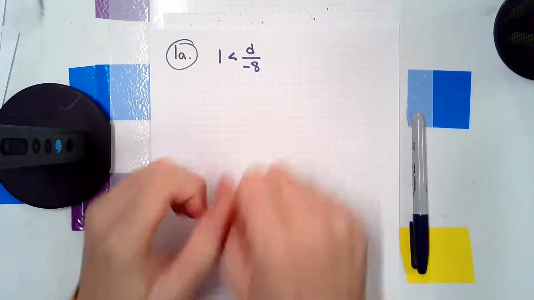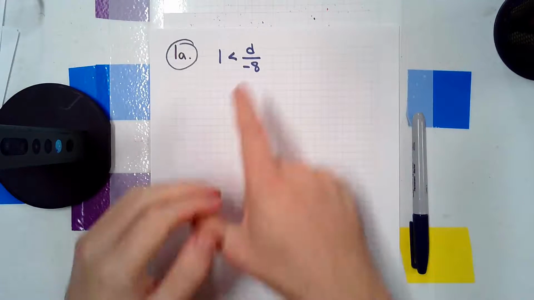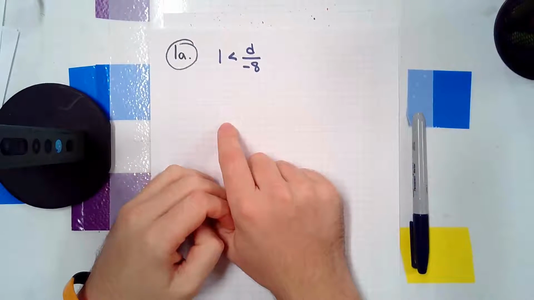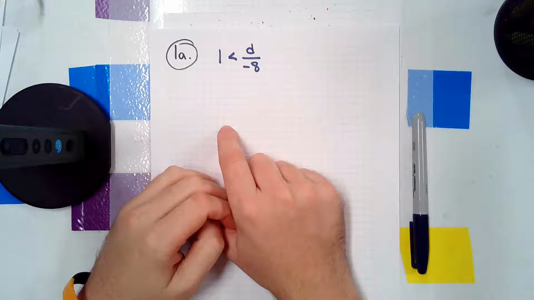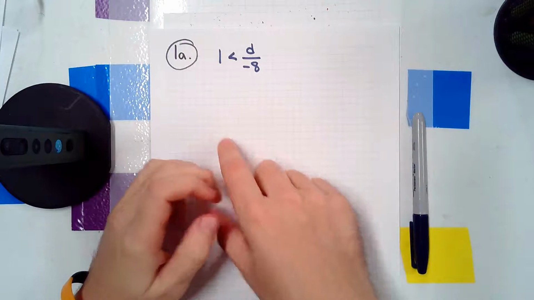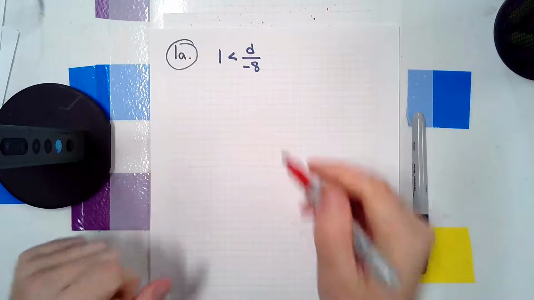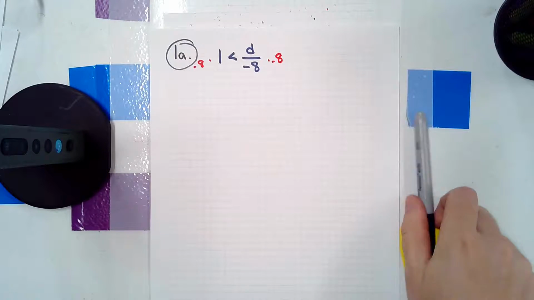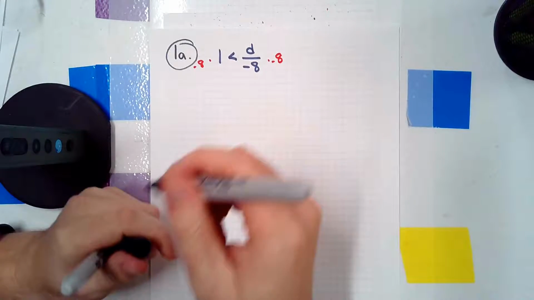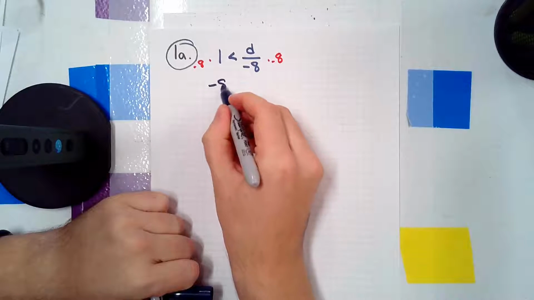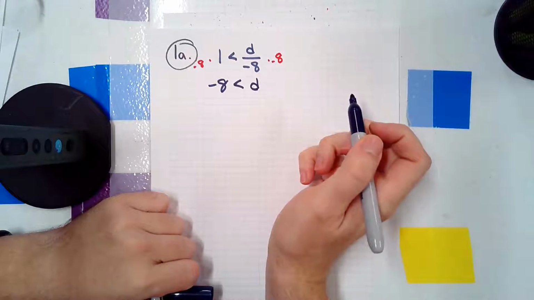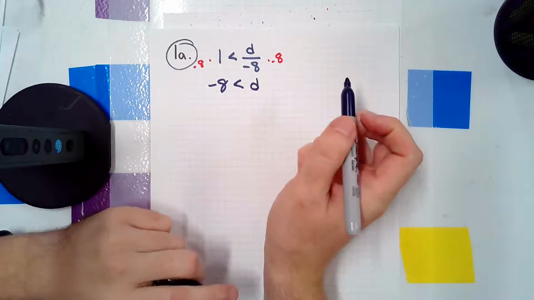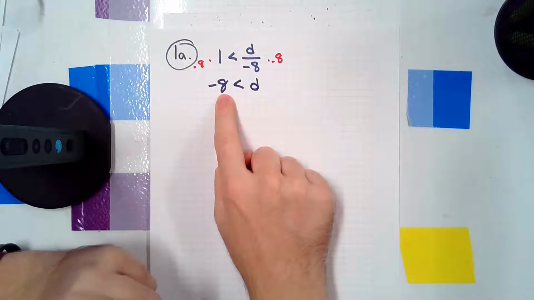How do you solve a problem like Maria? Well, we got to get D on its own. So how do we undo division? Multiplication, right? So we multiply by negative 8 to both sides. Now, I'm going to do something, say nothing. Ta-da!